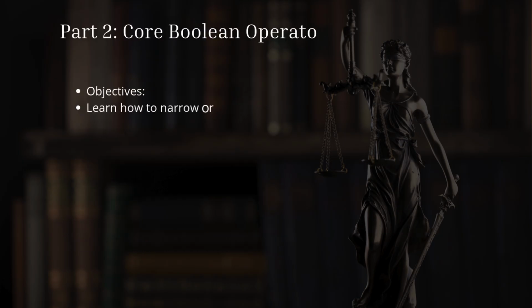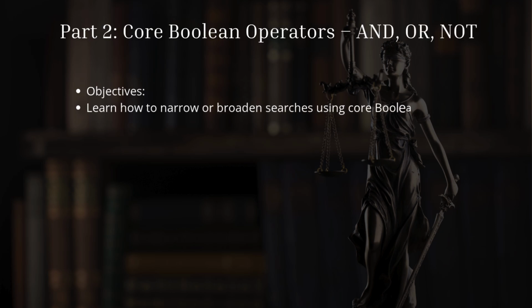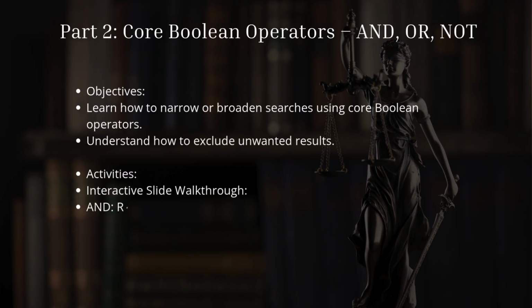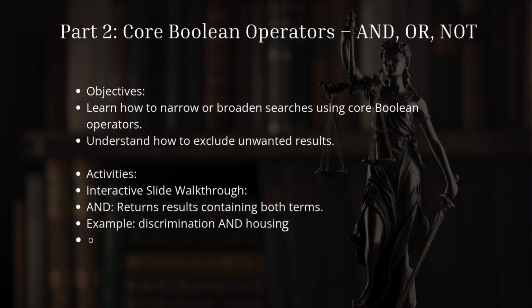Part 2, Core Boolean operators: AND, OR, NOT. Objectives. Learn how to narrow or broaden searches using core Boolean operators. Understand how to exclude unwanted results. Activities. Interactive slide walkthrough. AND returns results containing both terms. Example, discrimination AND housing. OR returns results containing either term.